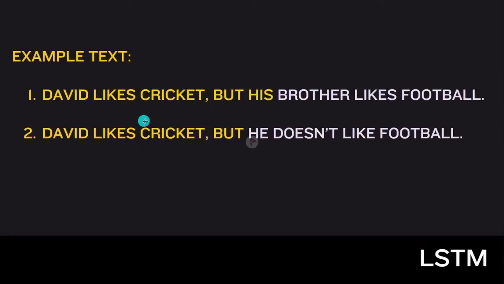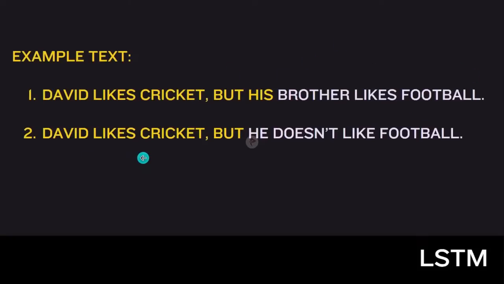But looking into the second sentence, David likes cricket, but he doesn't like football. So now you are referring once again to David. David has interest in cricket and doesn't have interest in football. This refers to David only. So in the first sentence, you want to preserve the information till here, and once it reaches the brother, you don't want the past to be present, because now "brother likes football" is a new context.